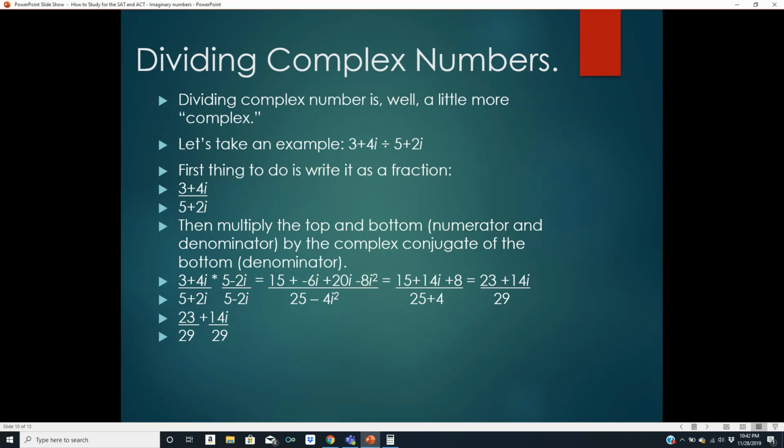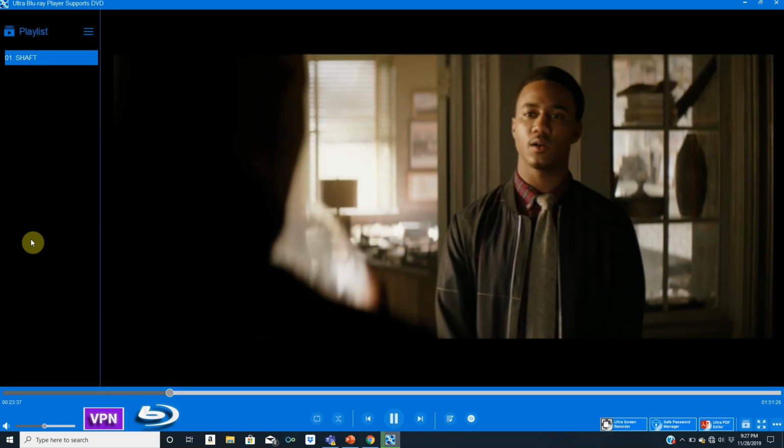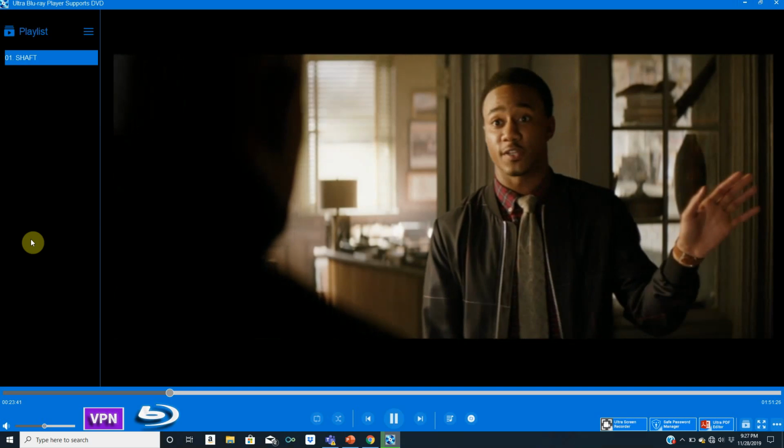Dividing complex numbers, well, that's a little more complex, if you'll excuse the pun. A little more complicated than that. Oh, okay. Well, I didn't realize that it was complicated. In that case, all is forgiven.